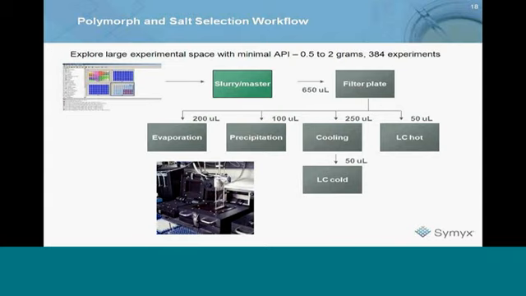You can even store that set of samples for a period of time. You can store it at room temperature. You can do thermal cycling of that. And you can look for changes that may happen over time. So you can look at the stability, look at whether your form migrates to a more stable form or a different form based on the conditions that it's stored in. So I think it's a very convenient and very efficient way to achieve things.